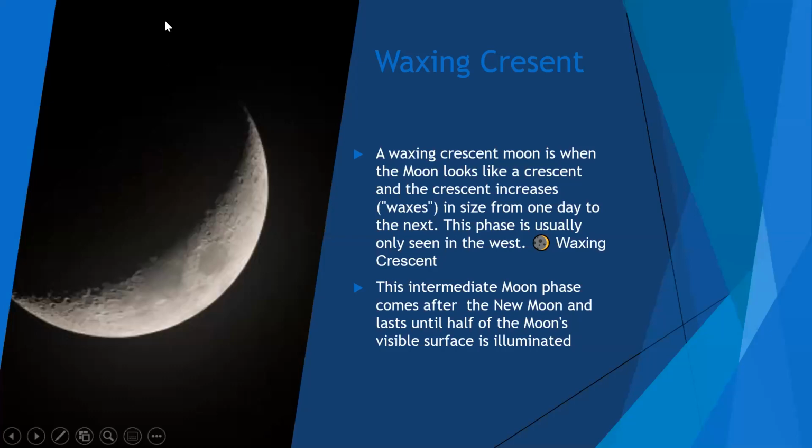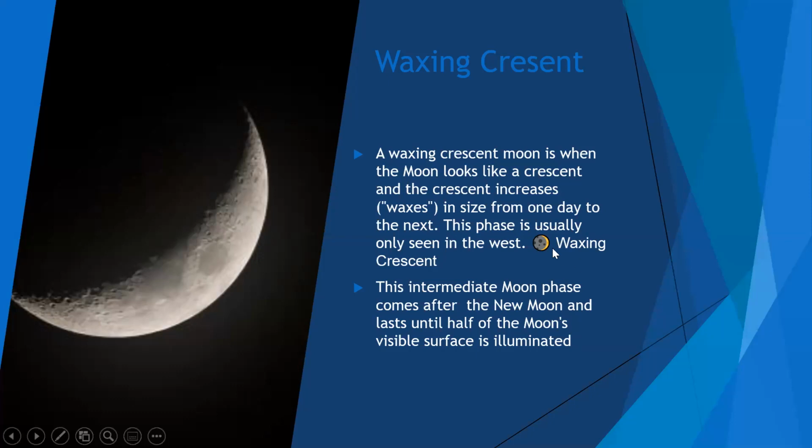Then you have a waxing crescent. This is an example of a waxing crescent. A waxing crescent moon is when the moon looks like a crescent and the crescent increases or waxes in size from one day to the next. This phase is usually only seen in the west.